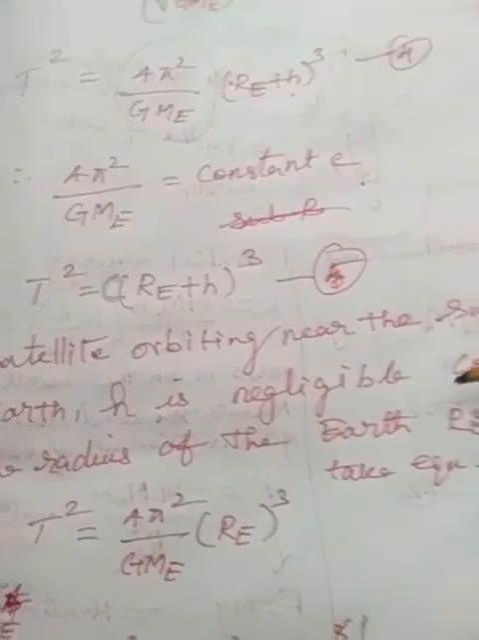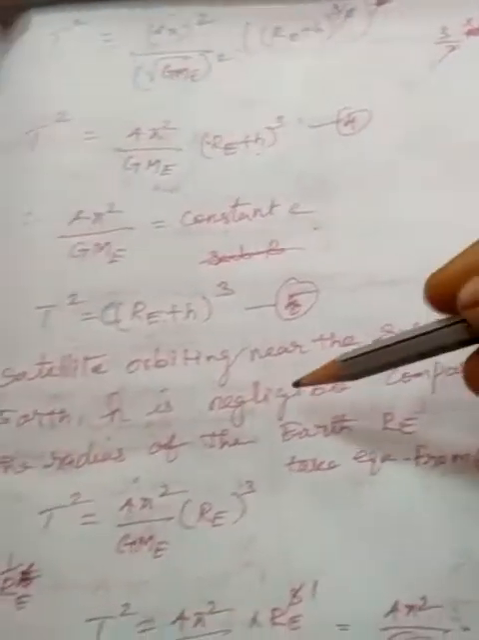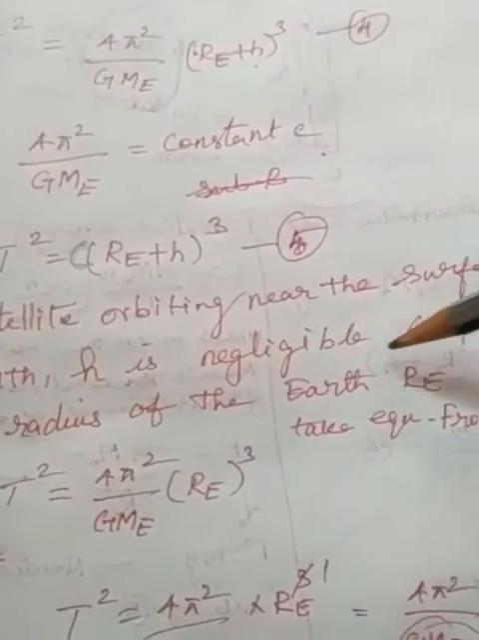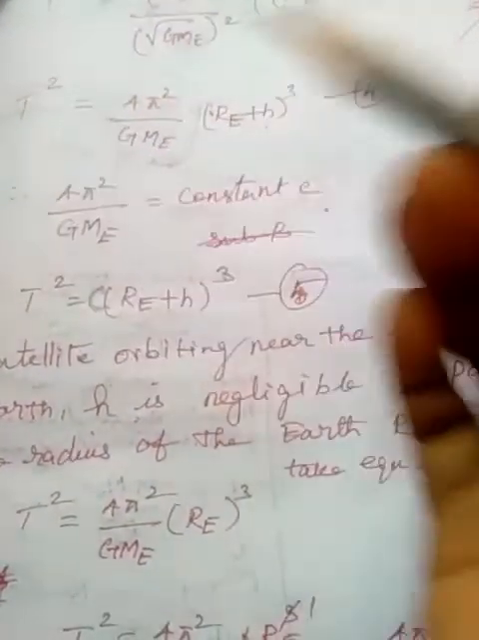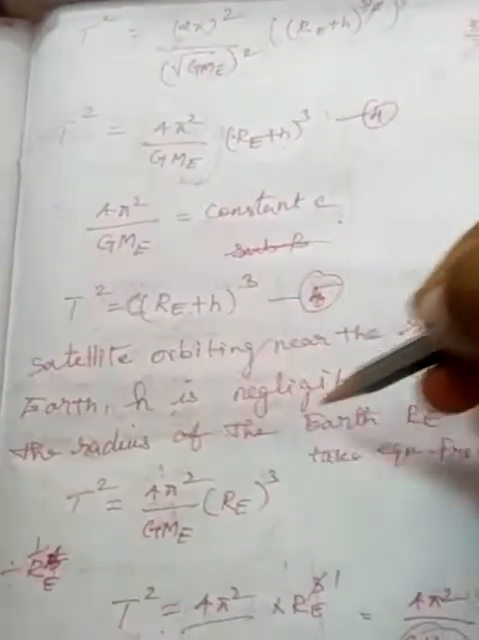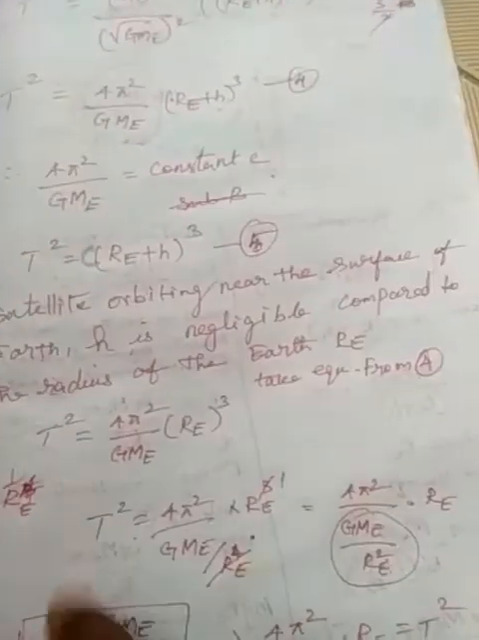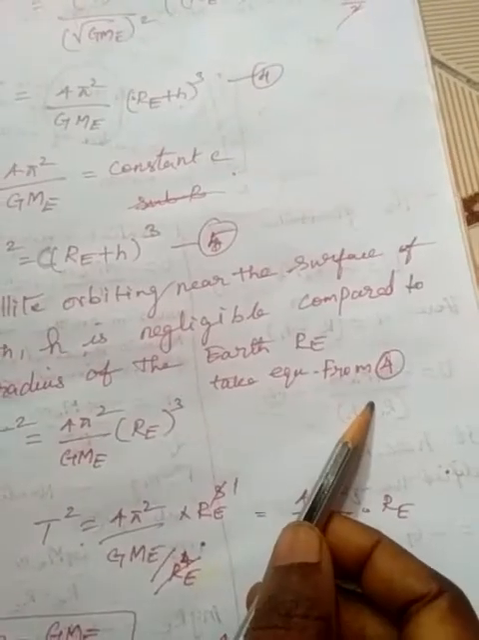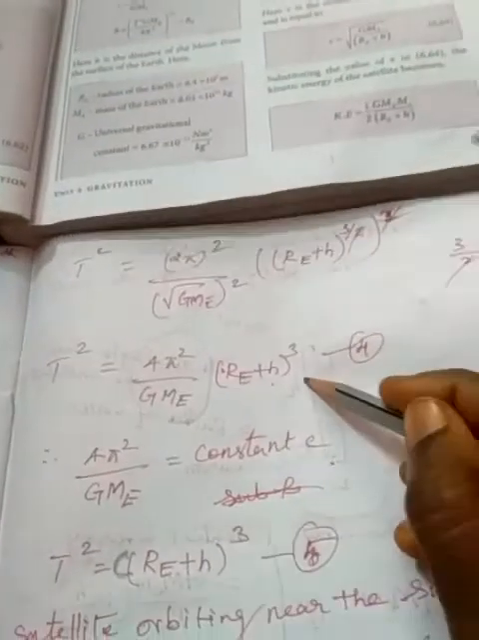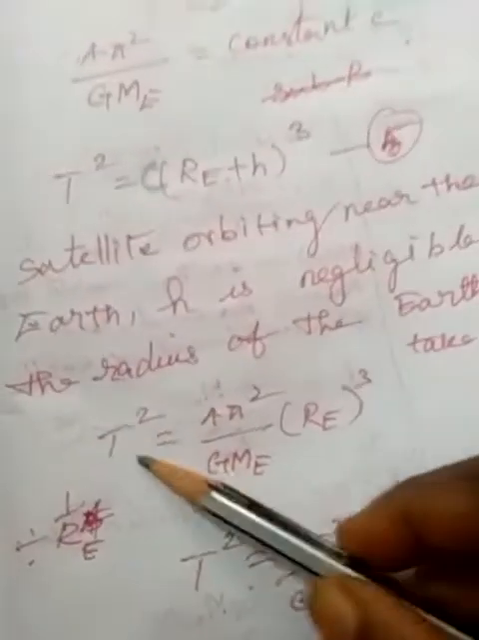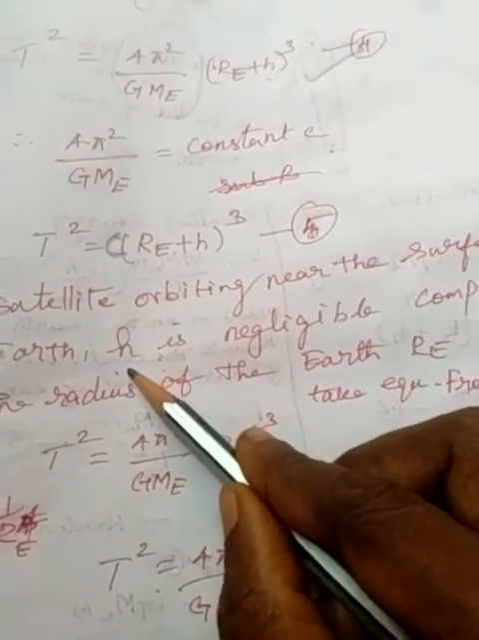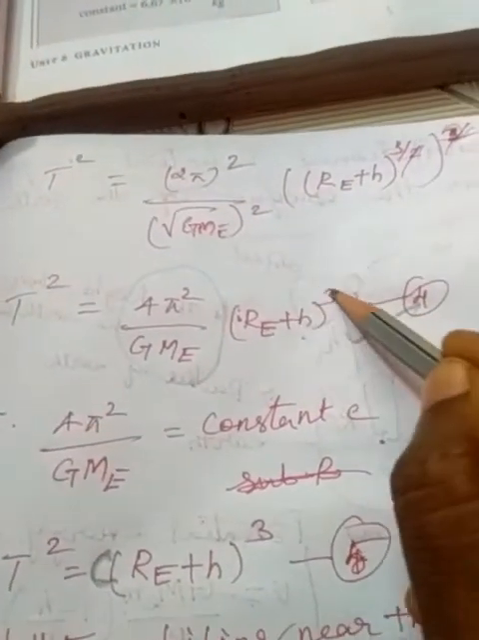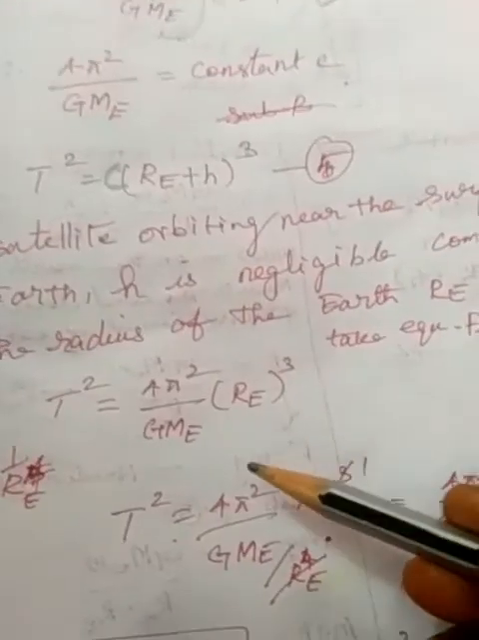The satellite is orbiting near the surface of the earth, so h is negligible compared to the radius of the earth. Since the satellite is near the surface, we compare h and the radius of the earth. Taking the fourth equation, t squared equals 4 pi squared. Since they said h is negligible, I omit the h here. Okay?